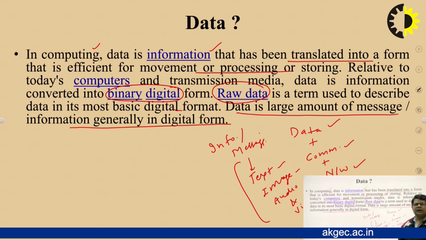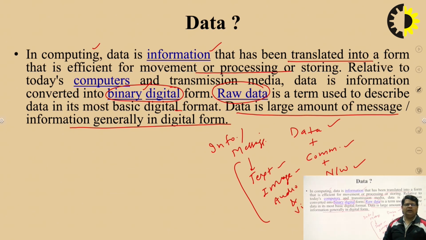Because when we talk about data communication, basically we are talking about computer communication networks, and in the case of computers, the basic form of understanding is binary, that is digital or binary. So the information or message needs to be converted into the digital or binary form. So we can say that data is nothing but the large amount of message or information that is translated into the digital or binary form so that it can be shared over the network.